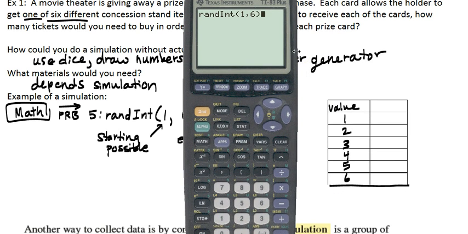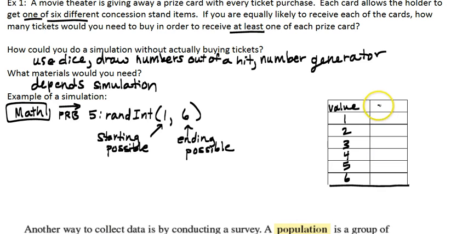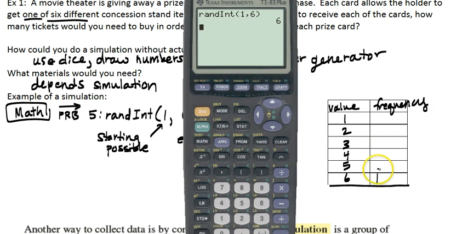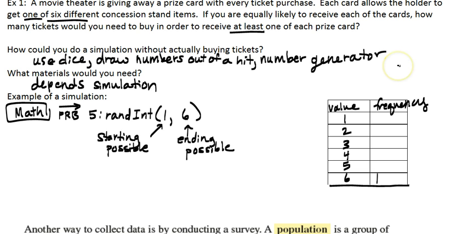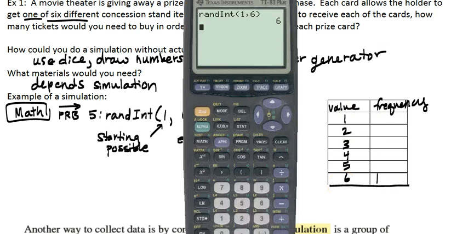Now, in order to randomly generate numbers, we're just going to hit enter a bunch of times. So hit enter, and it will output a number. In this case, the random number it generated was 6. So I'm going to put a tally in my chart at 6. This is me right now doing an experiment. So this is me simulating, okay, I went to the movie theater, I got prize card number 6. And now think back to our original question: how many do I need to buy in order to receive one of each prize card? So we are going to keep going until we have gotten all of the numbers 1 through 6. In order to randomly generate more numbers, just hit enter again.